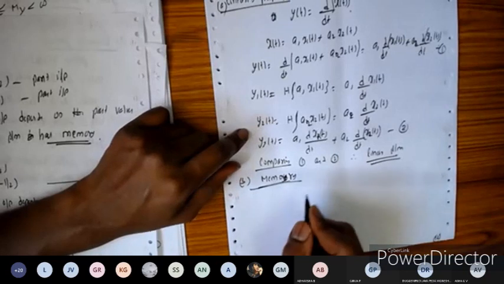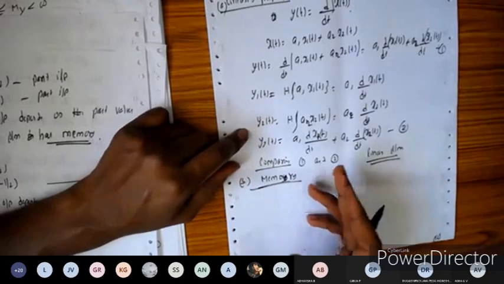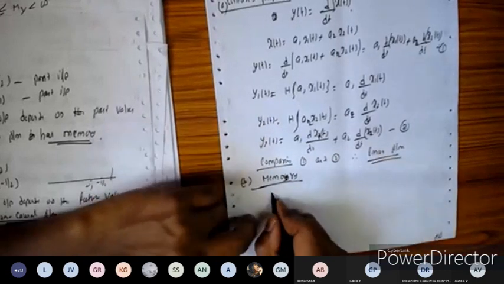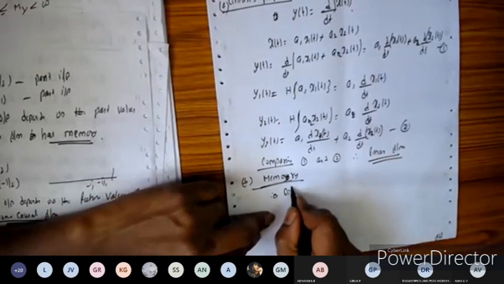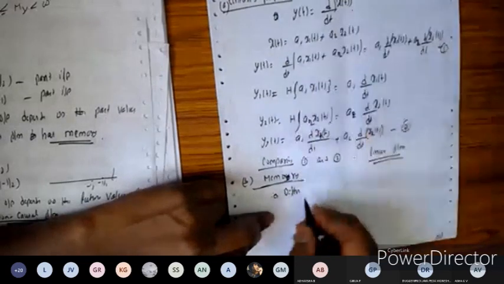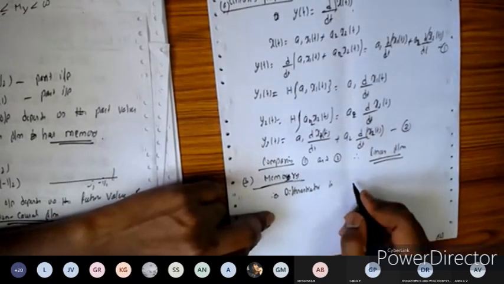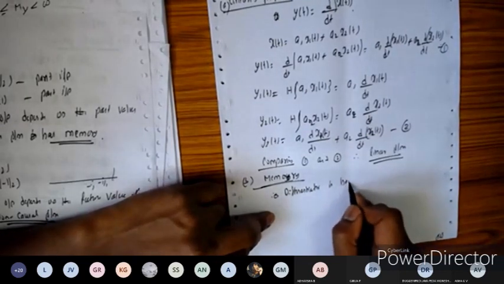So all the differentiators will have memory, because you have seen the capacitor in the last semester, in network theory. It has memory. So you can take that the differentiator has memory. This is an example of the differentiator here.